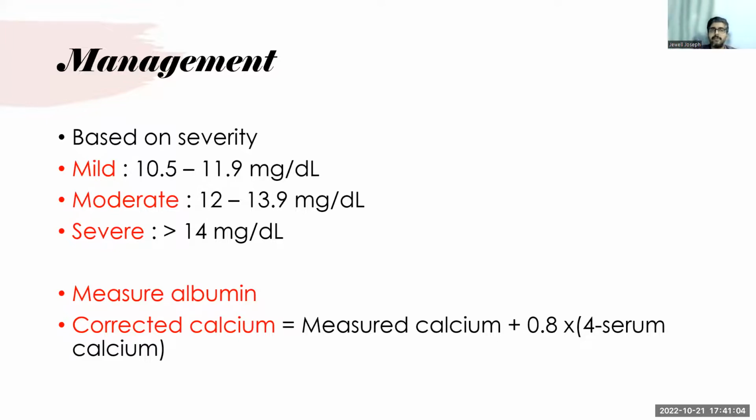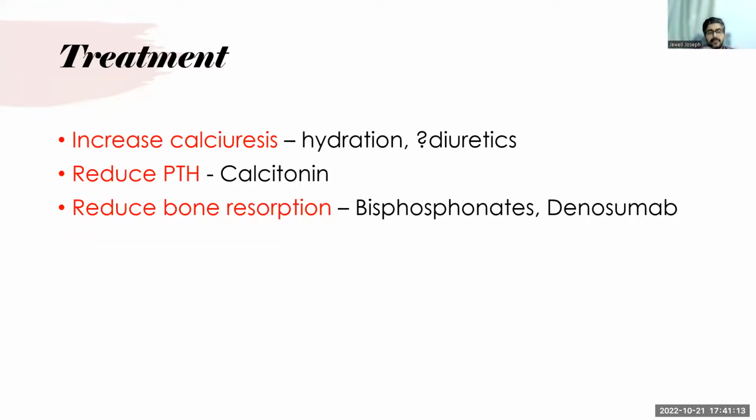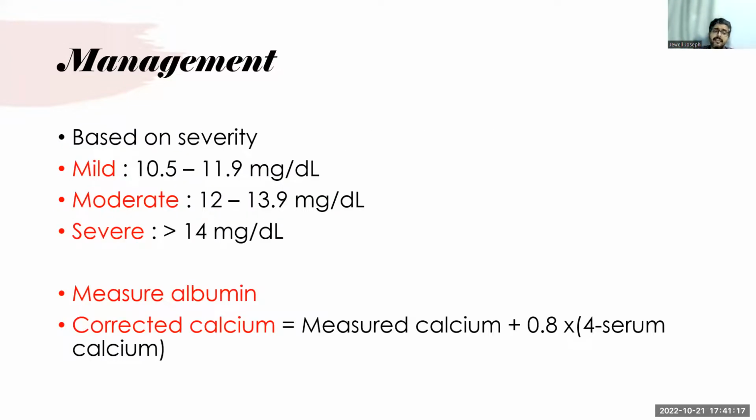So hypoalbuminemia with a normal calcium level may be still higher when we do the corrected calcium level. So always send serum albumin whenever you are sending serum calcium also. So treatment again is divided into three. If it is a mild hypercalcemia, simple hydration itself may suffice, but moderate and severe hypercalcemia may require some drug measures.